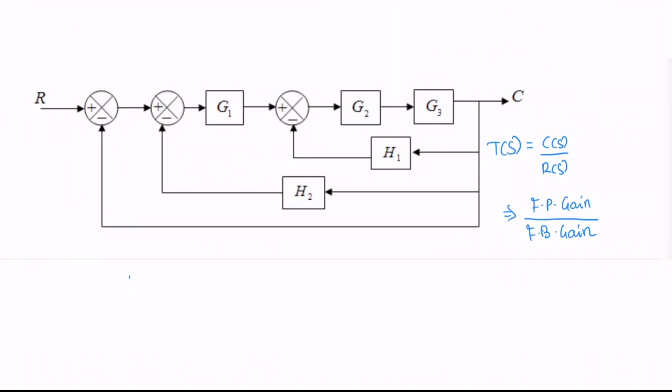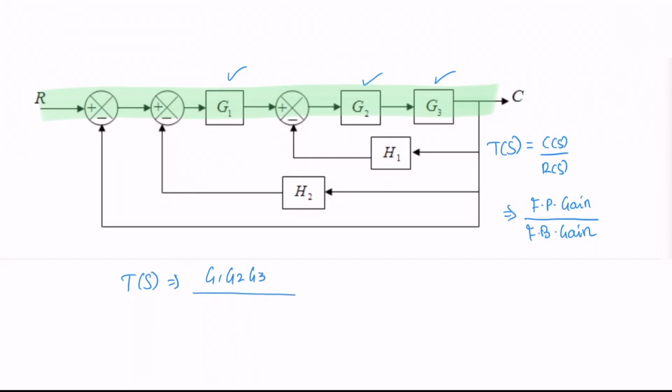The output transfer function T(S) equals the forward path gain. The given question has only one forward path, this one. So the forward path gain is just multiplying G1, G2 and G3. So the forward path gain is G1, G2, G3.